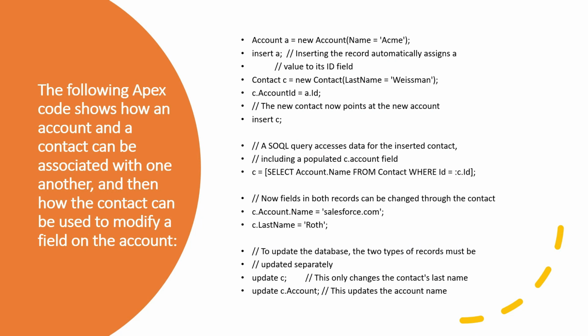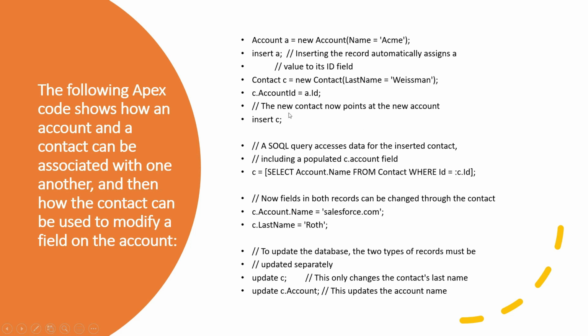In the first statement, we are creating a new account with the name Acme, and we are inserting that account. In the next statement, we are creating a new contact with the last name Wisman, and then we are associating this new contact with the account that we have inserted in the above statement. So c dot account ID equals a dot ID. This basically points to the new account that we have created. Then we are inserting this contact.